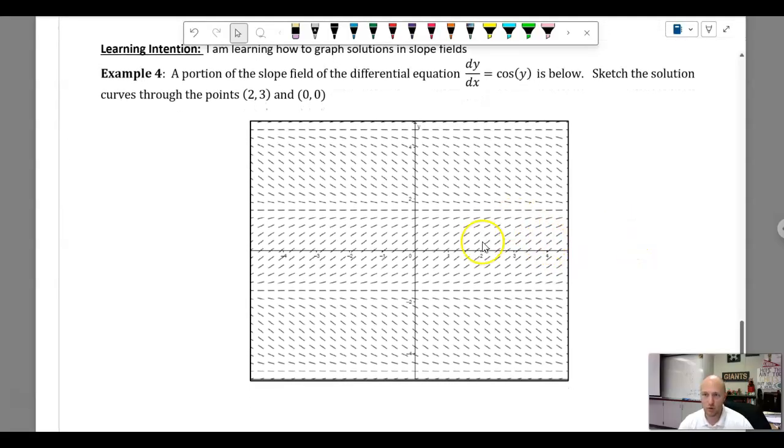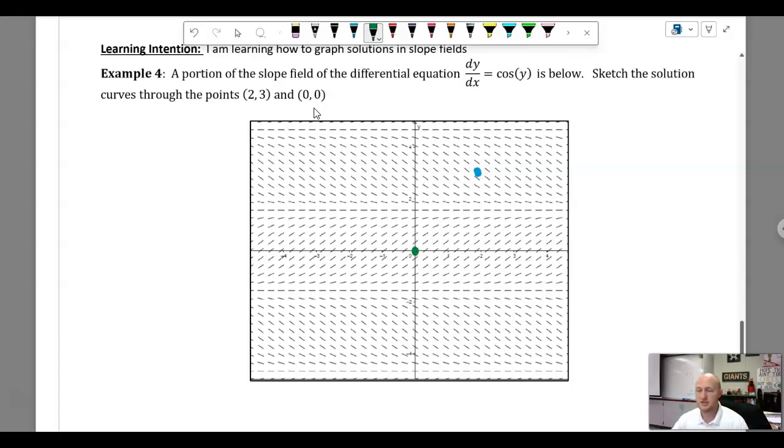So let's go ahead and look. Here's example 4. A portion of the slope field of the differential equation dy/dx equals cosine of y is below. Sketch the solution curves through the points (2, 3) and (0, 0). What I like to do right away is plot a point on these. So (2, 3), I'm going to go up, and I believe it would be right here. That'd be 3. So there's my first point, and then (0, 0) we'll put right here.